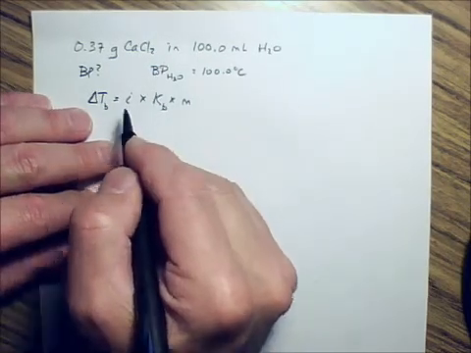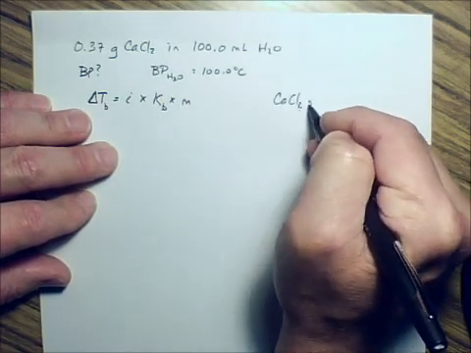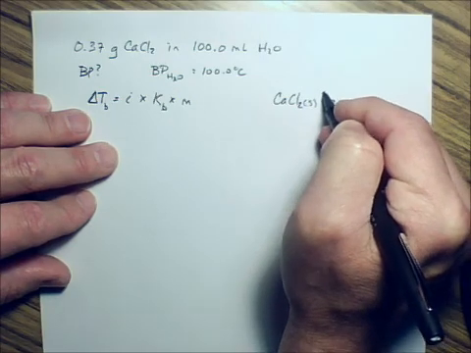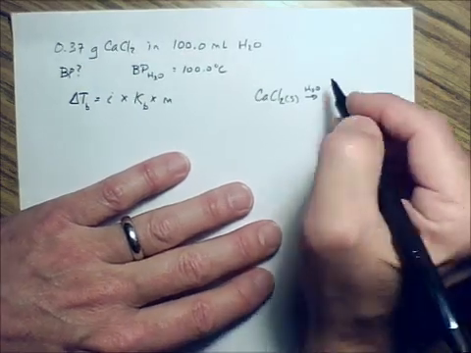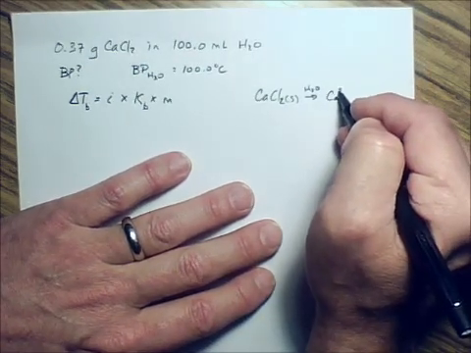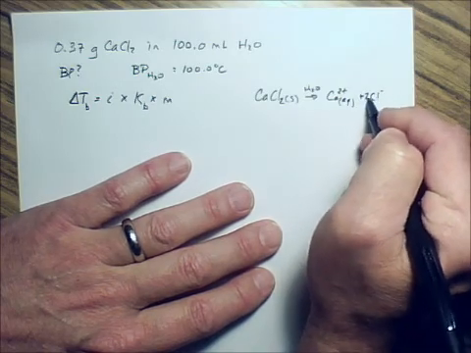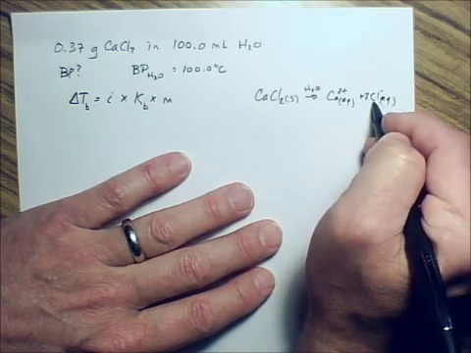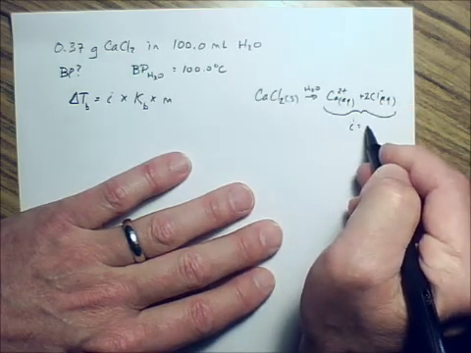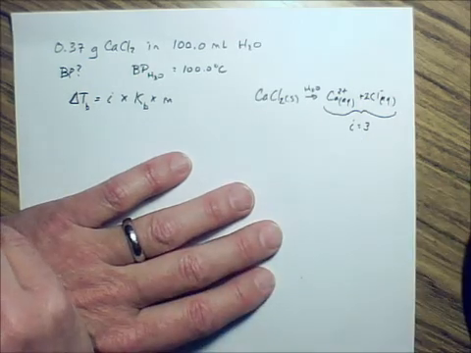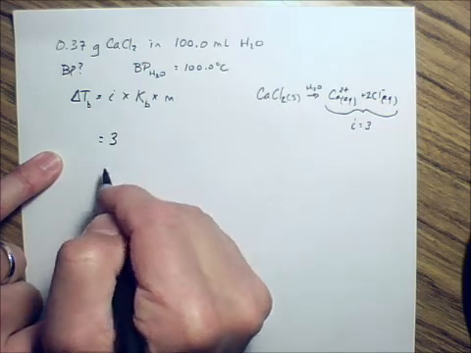All right, so we need what i is. Well, if I've got calcium chloride as a solid and I put it in water, it's going to break apart into separate ions. Okay, and we're going to break it up then into calcium and chloride ions. And we got 2 chloride ions. Okay, so for this then, i equals 3. Okay, so we know that we're going to use 3 for that number right there.